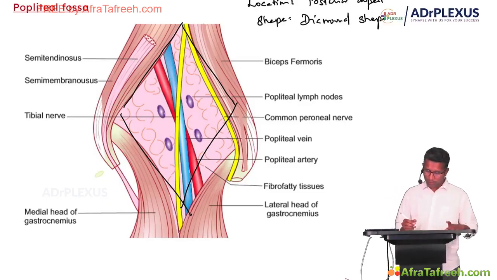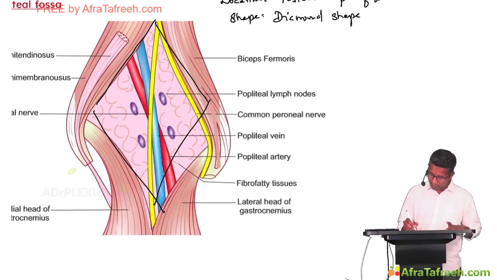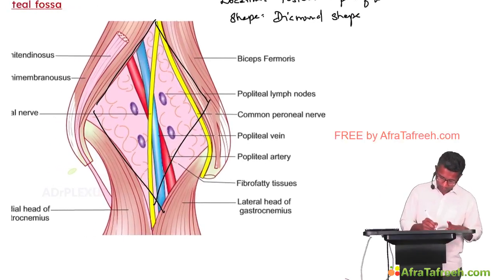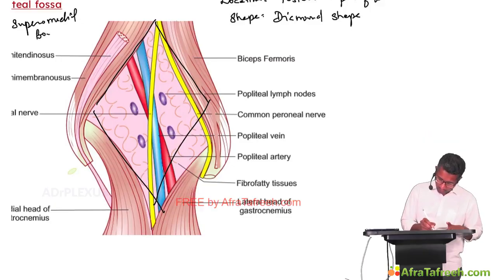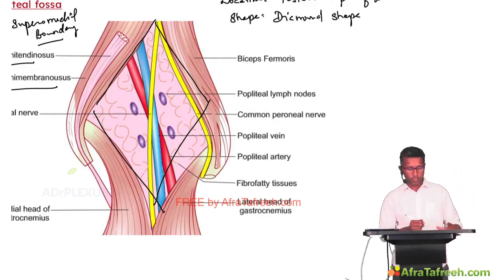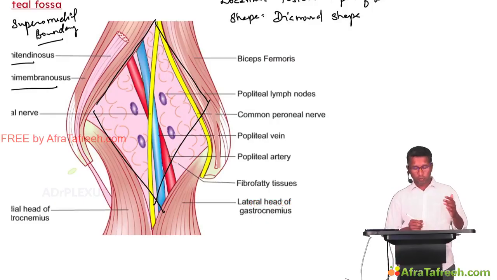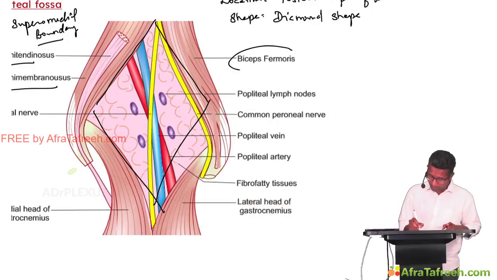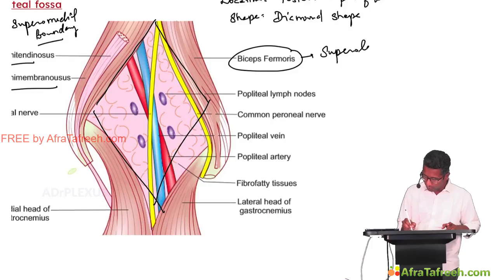If you see the boundaries of the popliteal fossa, you have two boundaries here. These two are the superior-medial boundaries. The superior-medial boundary is formed by the semimembranosus and semitendinosus muscles, and biceps femoris forms the superior-lateral boundary.